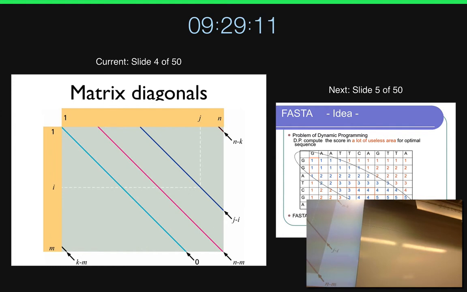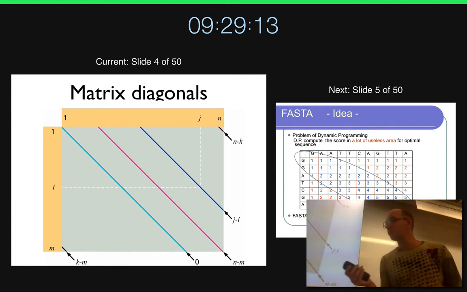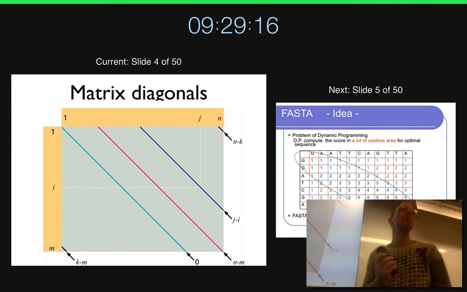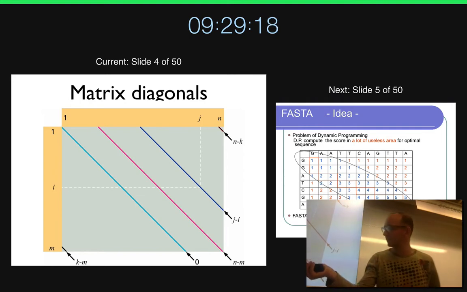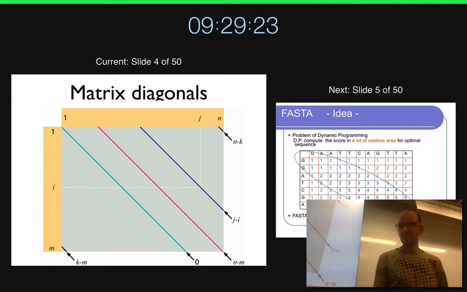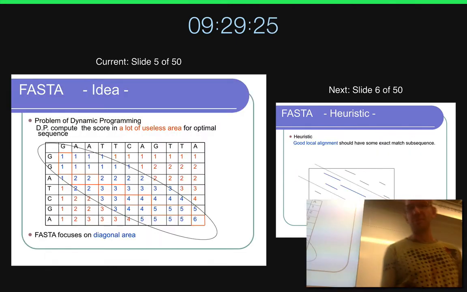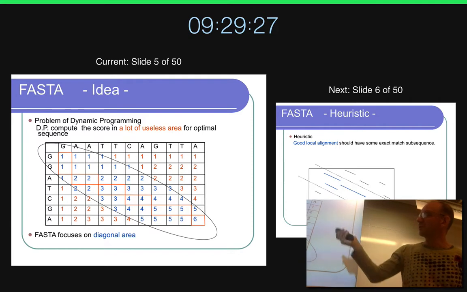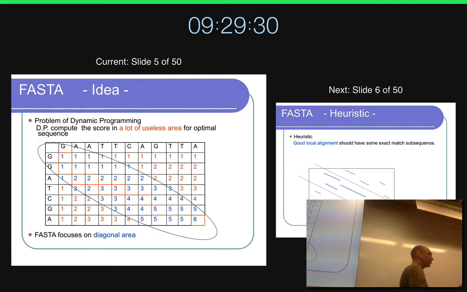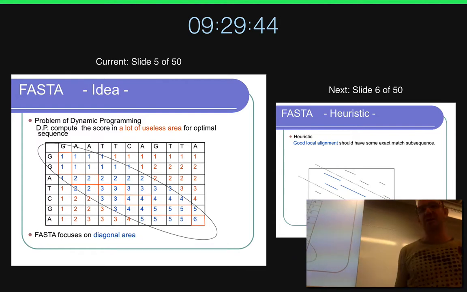And so you can limit your search to a small number of diagonals and not all areas here, so you don't have to look here or in some regions there. In dynamic programming, you waste a lot of time calculating scores here, and particularly if you compare a sequence against a database, you waste a lot of time. Because most of the sequences you find have negative scores, and you realize you can't find a good score at all. So the whole matrix in that case is useless.